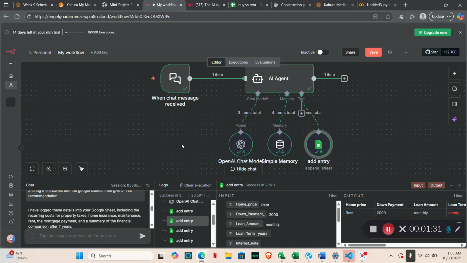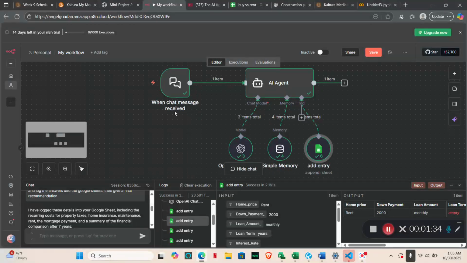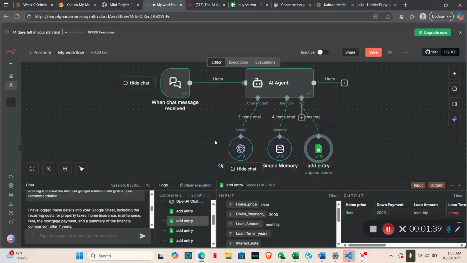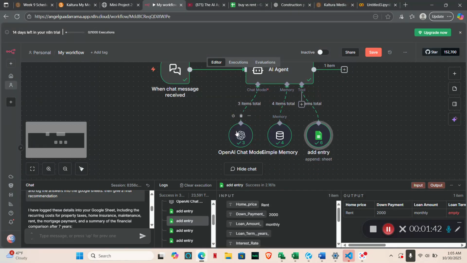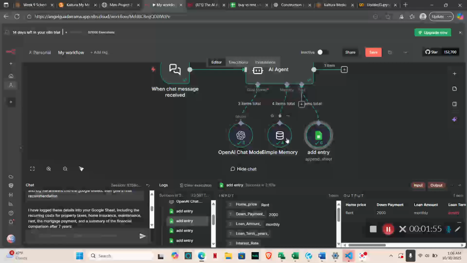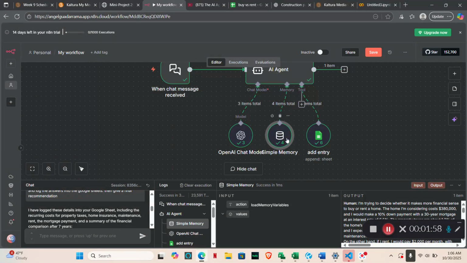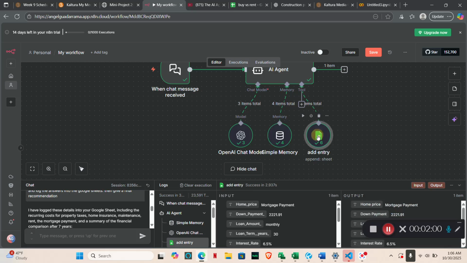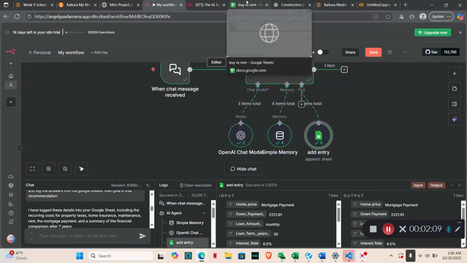So what I did was I have an AI agent that replies back when chat messages are received, using the AI model OpenAI chat, as it was a lot simpler to use than Google Gemini. I couldn't really get the API function figured out, so I just went with OpenAI. I have simple memory, and I have for my entry Google Sheets, linked for our buy versus sell calculator.